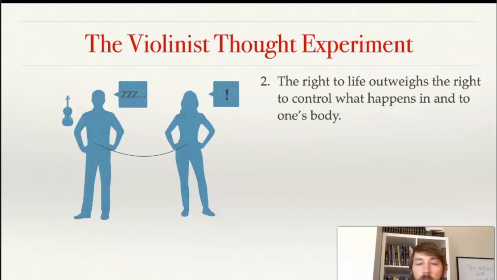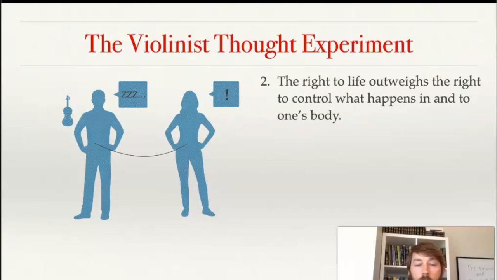Now, if this is the correct verdict in the case, then this shows that this premise, the right to life outweighs the right to control what happens in and to one's body, is false. Because if that was true, then the violinist's right to life would outweigh your right to bodily autonomy, or the right to control your own body and what happens to your body. If that's true, then you cannot get up and unplug yourself and leave the hospital bed.